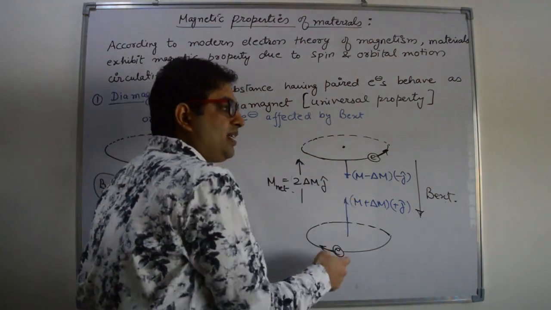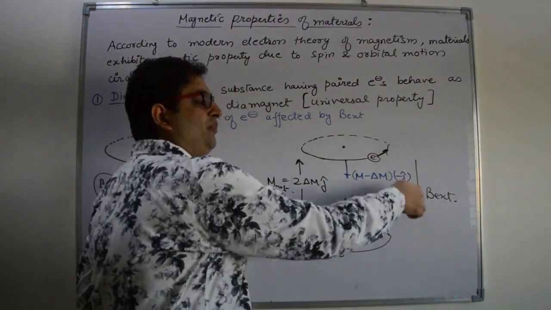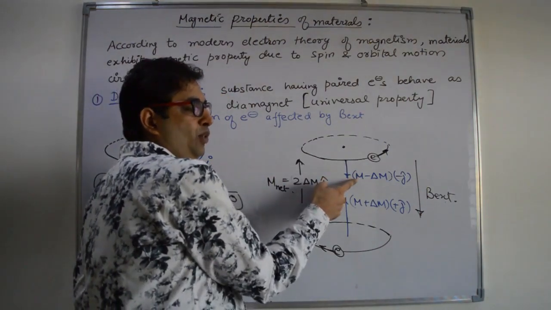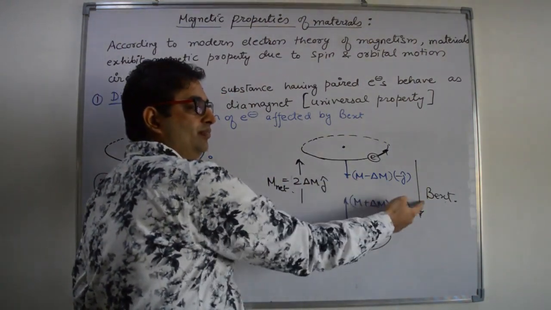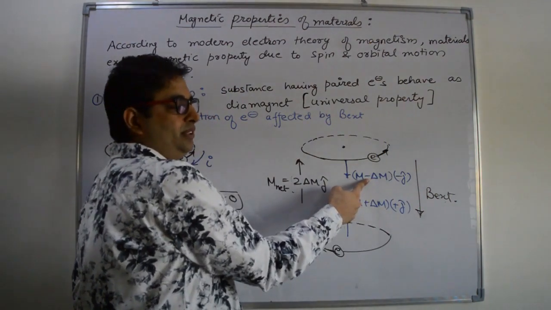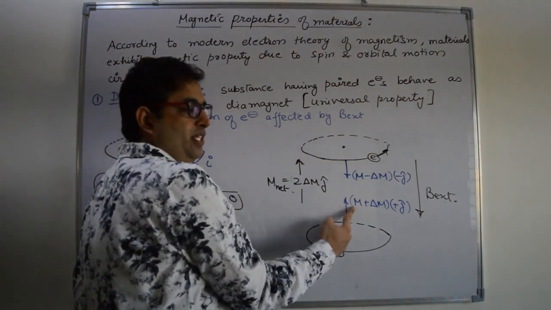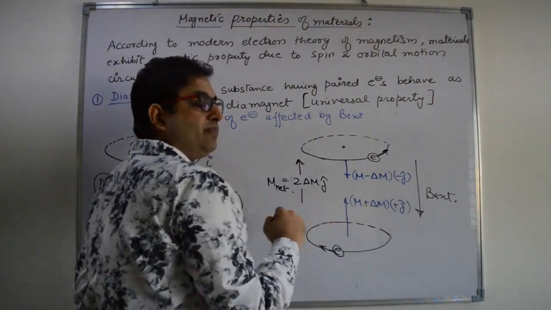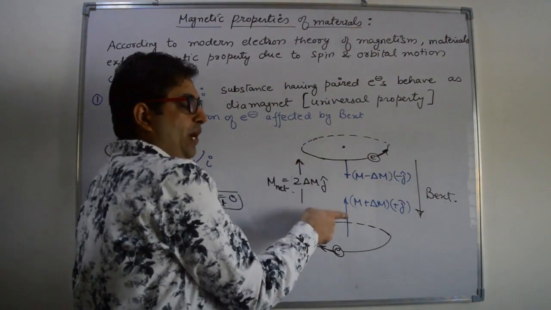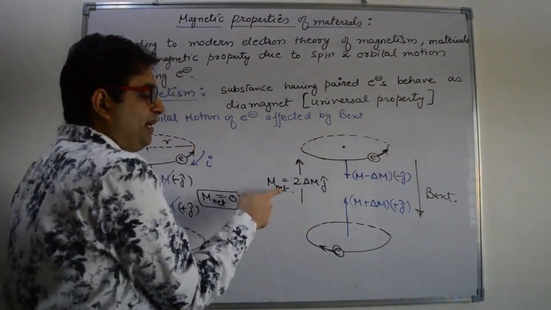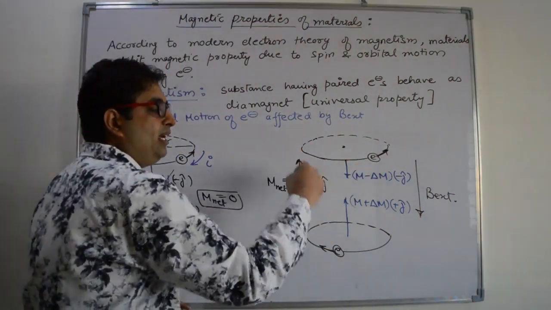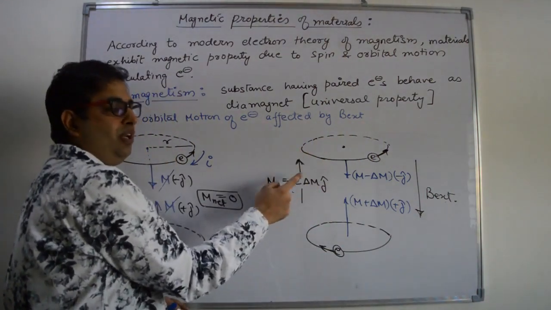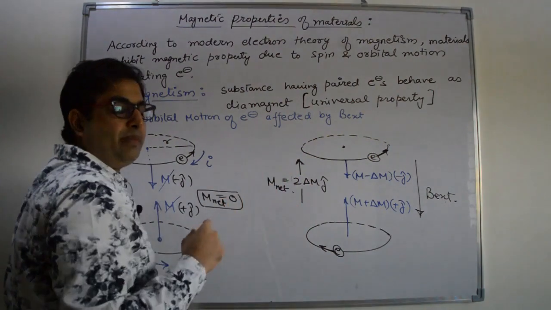Now if we place this material in an external magnetic field, a downward magnetic field, then the magnetic moment which is in the same direction will decrease by a small amount, and the magnetic moment which is opposite to the magnetic field will increase by a small amount. If you add these two, then the net magnetic moment created by this material is in the opposite direction and its value is small. 2 into delta m is very small.